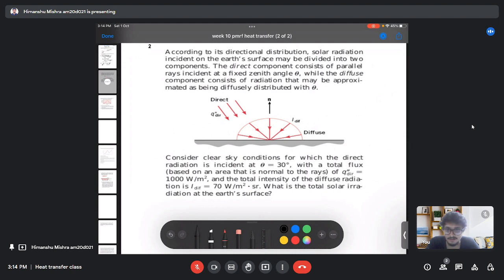Consider a clear sky condition for which the direct radiation is incident at theta 30 degrees with a total flux of q direction given as 1000 watt per meter square, and the total intensity of the diffusive radiation is 70 watt per meter square. What is the solar radiation at the surface?